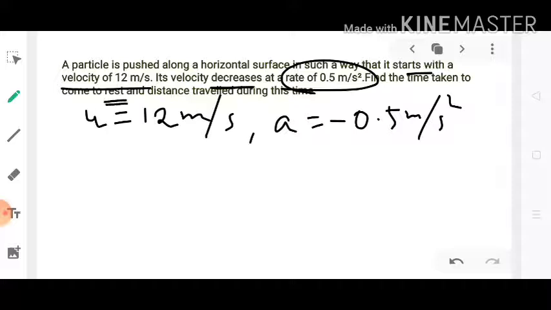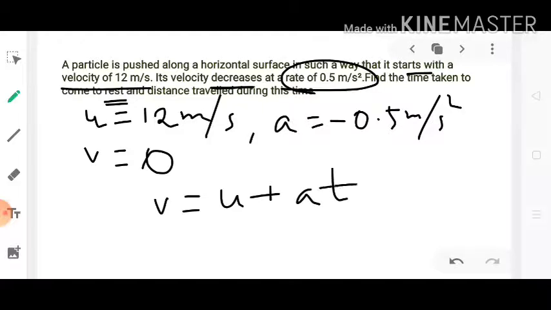Now, apart from that, the object is finally coming to rest. So final velocity is 0. So what we need to find out using these values? We have to find the time taken and the distance traveled. So using these three values, you have to find out the time taken first of all. So let's use this formula, that is the first equation of motion. v equal to u plus at.